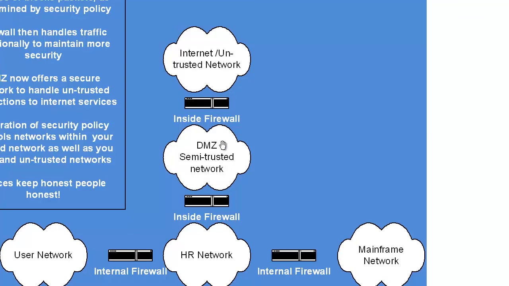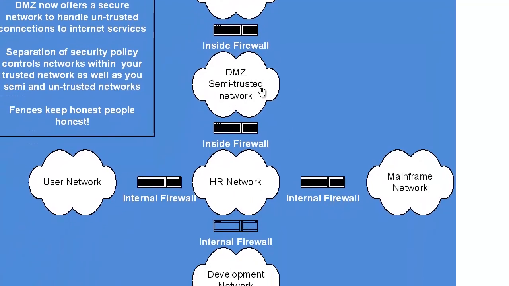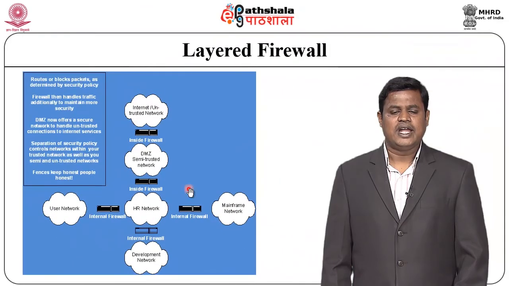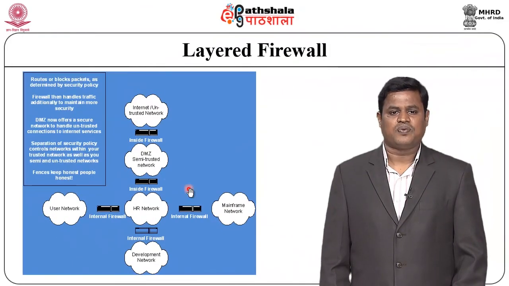So, we can understand various layers here. Okay, we can assume layer 1, layer 2, layer 3, that way we can understand. Here the separation of security policy controls the network within your trusted network as well as your semi-trusted and untrusted network, so that we can prevent the inside attacker with the help of the layered firewall.